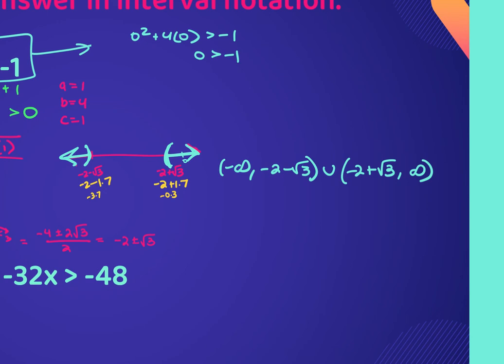So what would you have done if the statement was false? Then I would have shaded in between. So my interval notation would have been -2 minus root 3 to -2 plus root 3. If the 0 isn't inside your two points, the rules get reversed. If the 0 was in between and you plugged in the 0 and it was true, you would shade in the middle. If the 0 was in between and it was false, you'd shade outside.